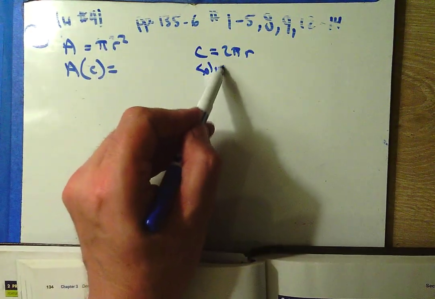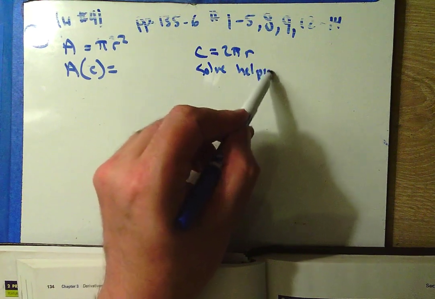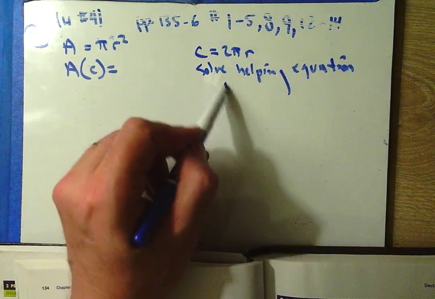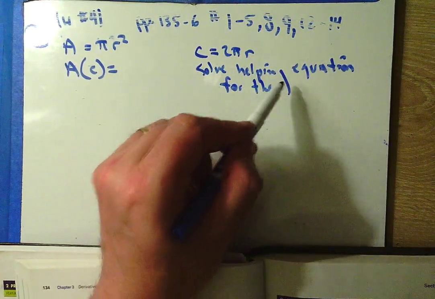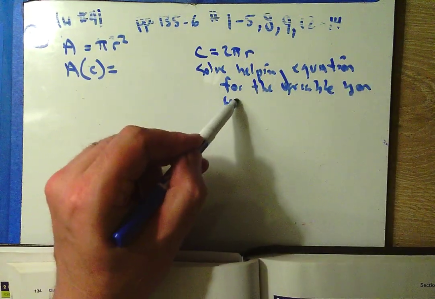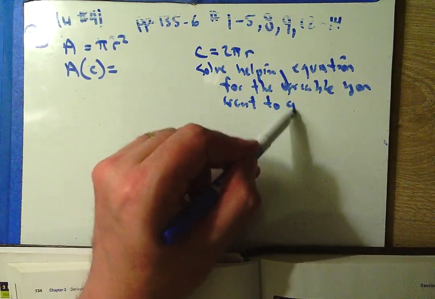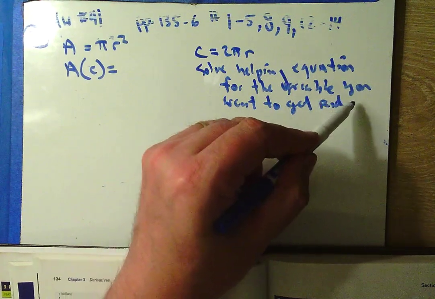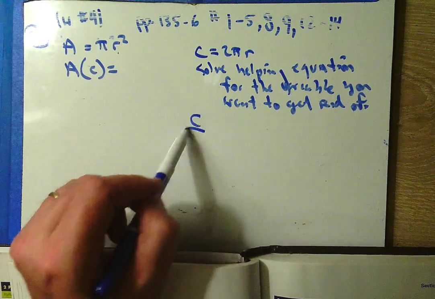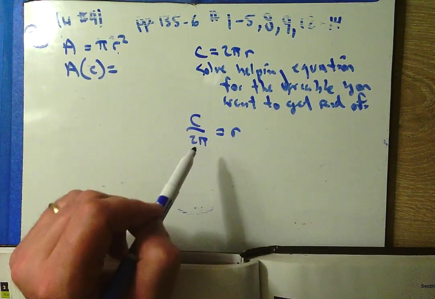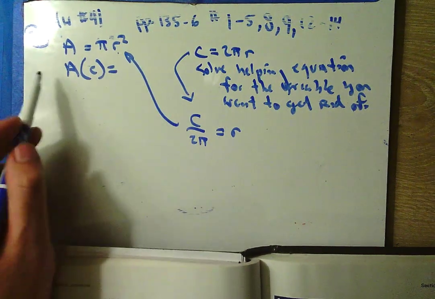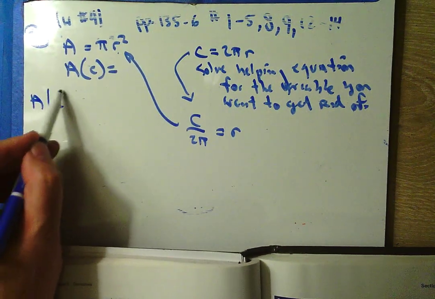So solve the helping equation for the variable you want to get rid of. I want to get rid of radius. So I know C divided by 2 pi will equal radius. And so I'm going to replace this radius with C over 2 pi.